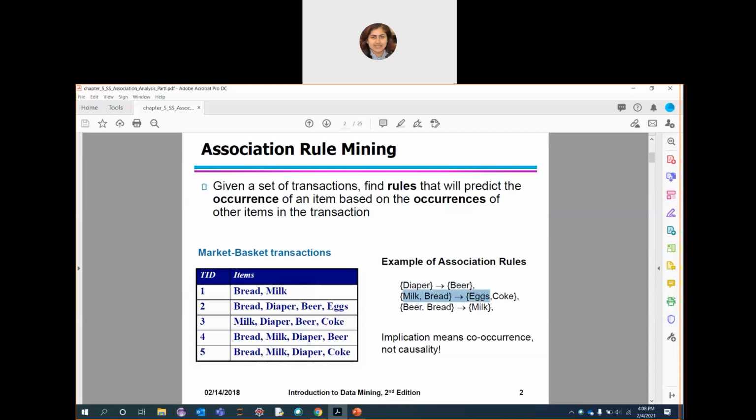If you come to this one, this type of rule suggests a relationship between the sale of milk and bread in one part and eggs and coke in another part. Let's say some customers who buy milk and bread together will likely also buy eggs and coke together. Retailers can use these rules to identify new opportunities for cross selling, or for promotion purposes.